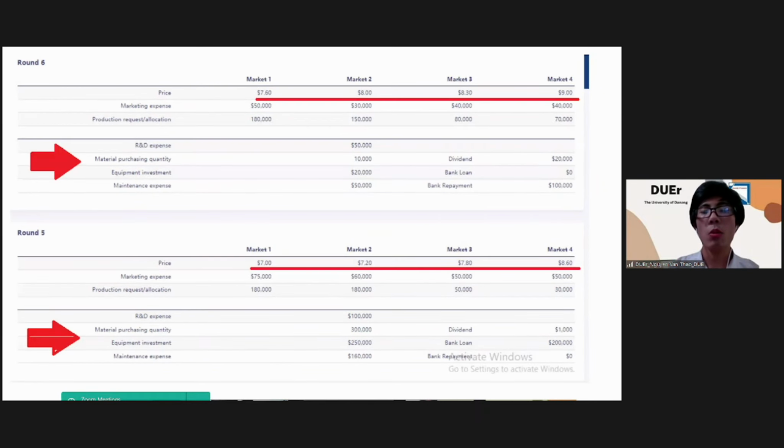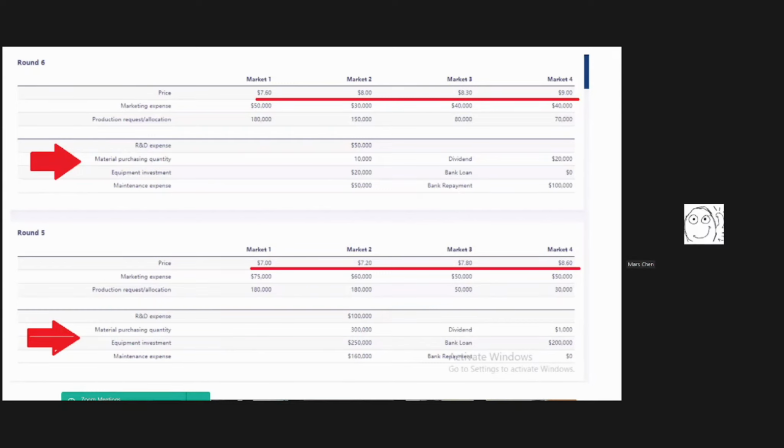In the last round, there were 2 companies that went bankruptcy. So we saw that it was a chance to increase price and decrease material purchase amount. As a result, we gained profitability.